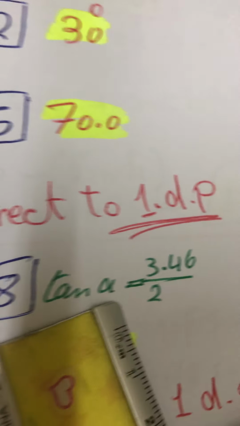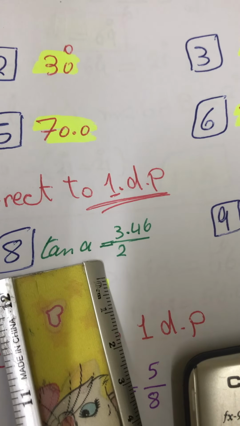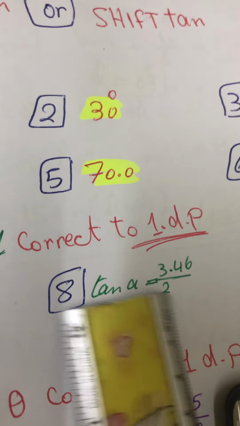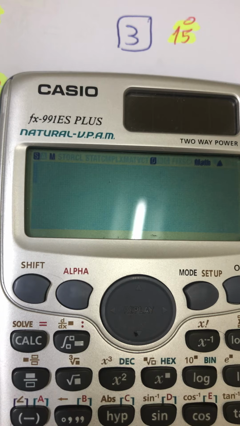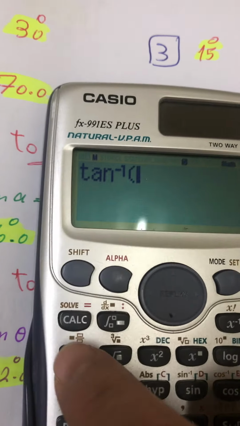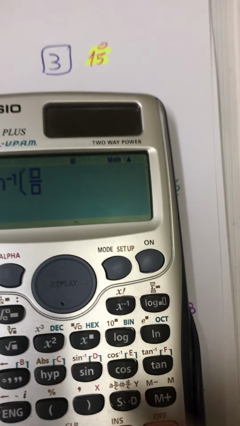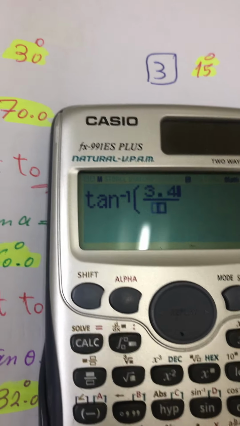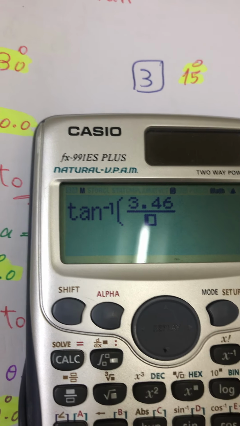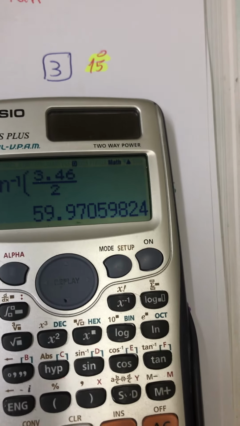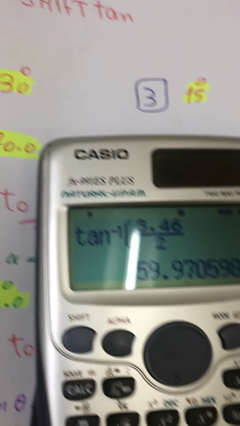Tan A equals 3.46 divided by 2. Teacher, how can I put it in the calculator? Easy. Go to your calculator. Press shift, then tan, as you see, tan inverse, tan negative 1, and press the fraction key, to write 3.46 up and 2 down. Equal. 59.97. So it will be 60.